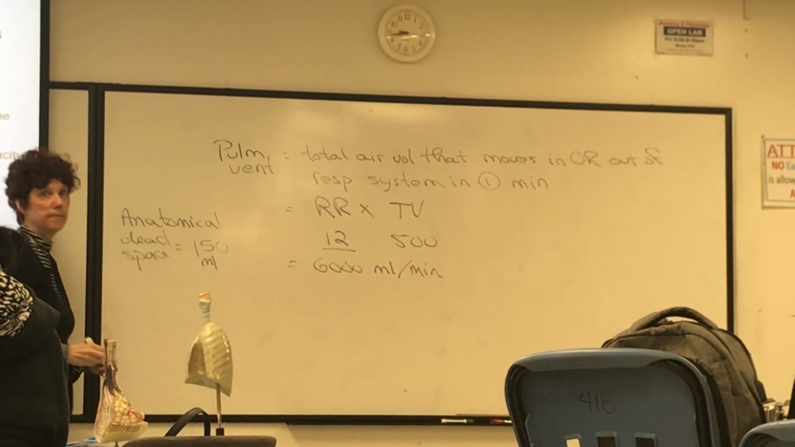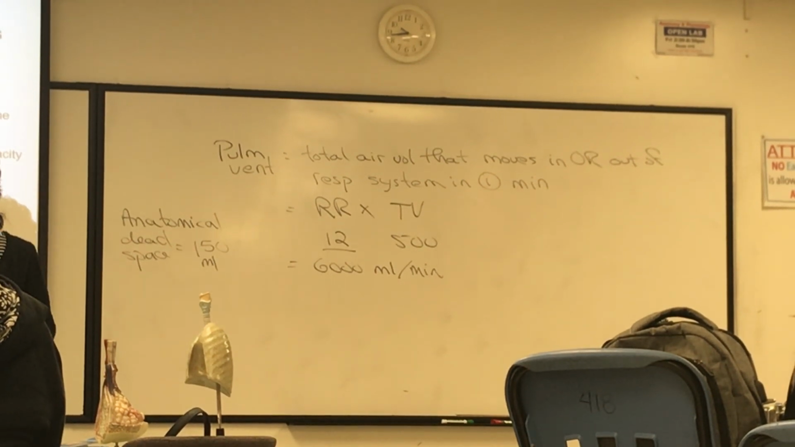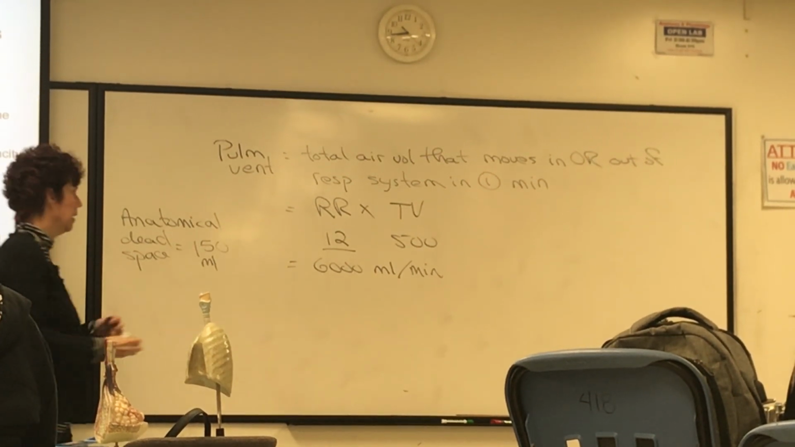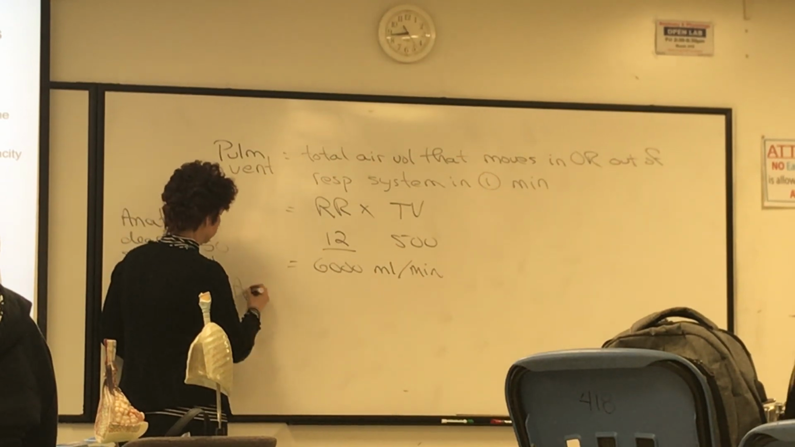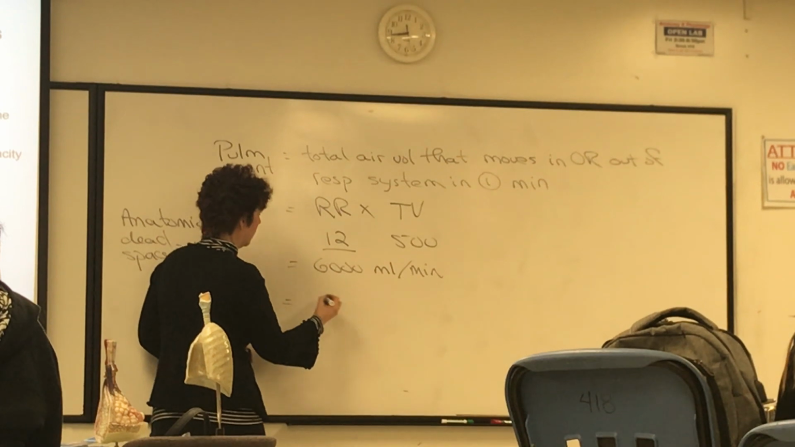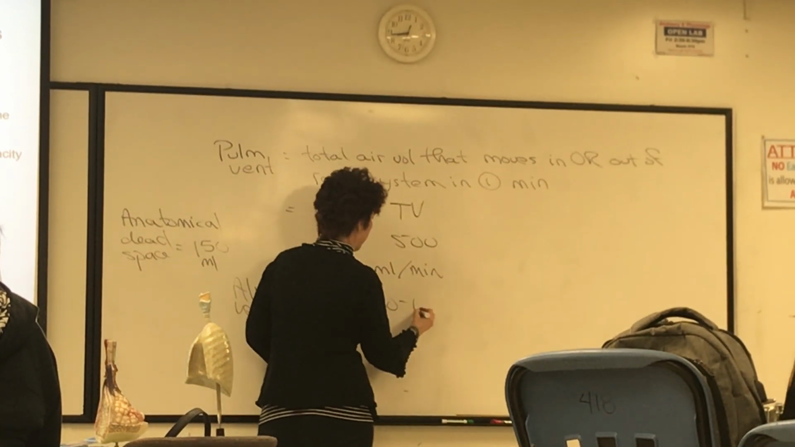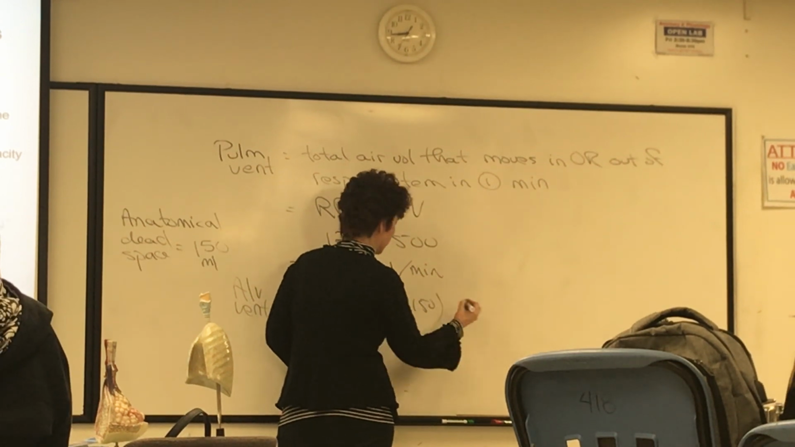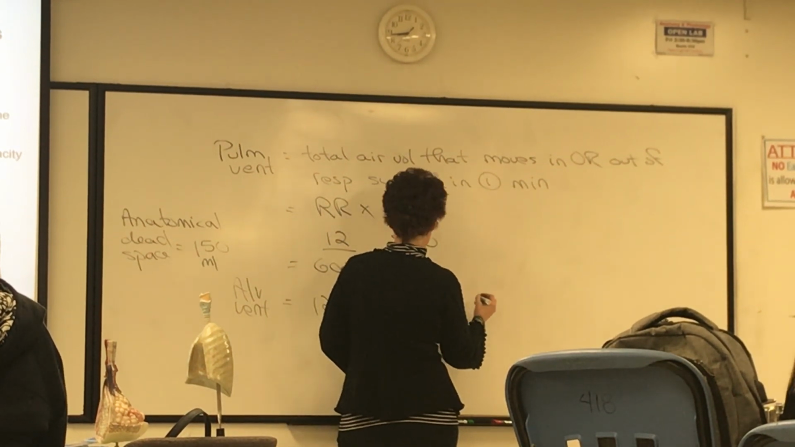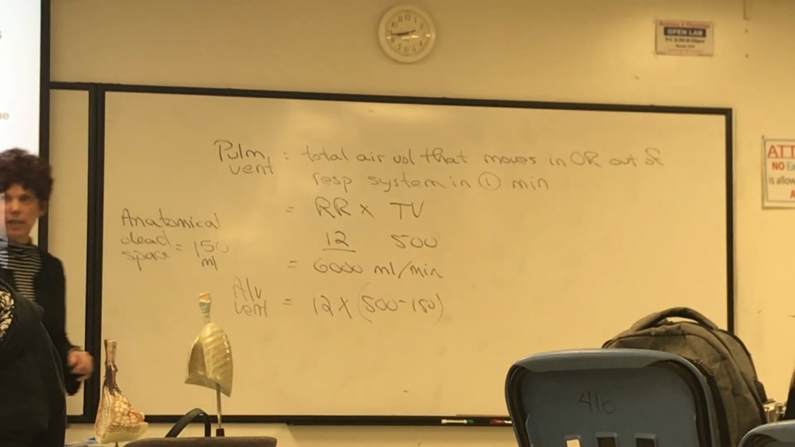So for tidal volume, to get alveolar ventilation rate, we have to subtract 150 mils from every breath volume. So alveolar ventilation is going to equal 12 times 500 minus 150, which is 350. So 12 times 350, which I think from last night came out to 4,200.